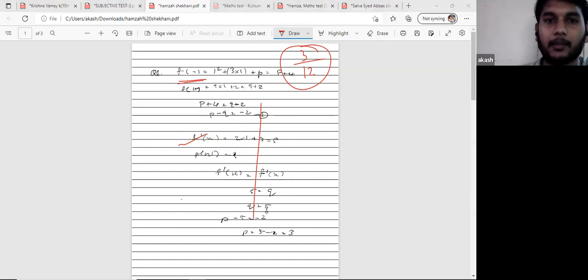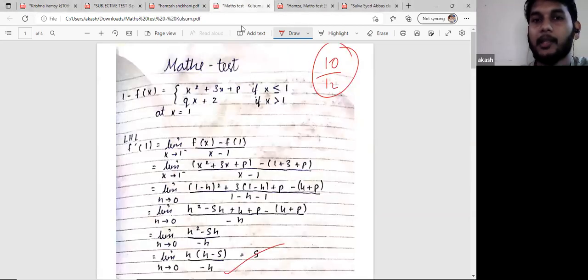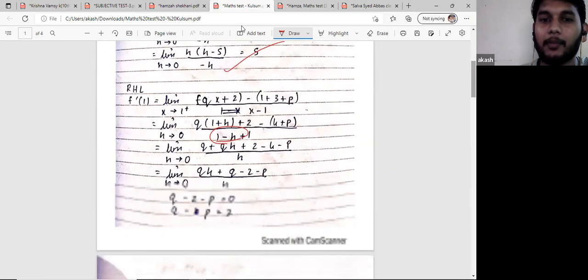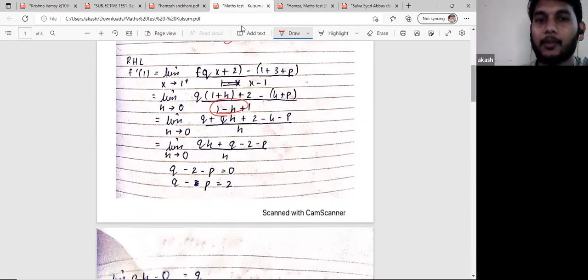Kulsum is here. Yeah, Kulsum solved a very good paper. See, I expect you guys to solve like this. It seems like a printed paper, even though marks are a little less because I reduced a few marks here. 1 plus, that means 1 plus h should be there. Kulsum, right?